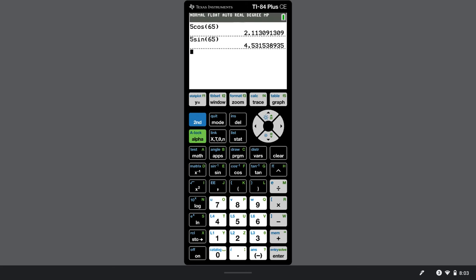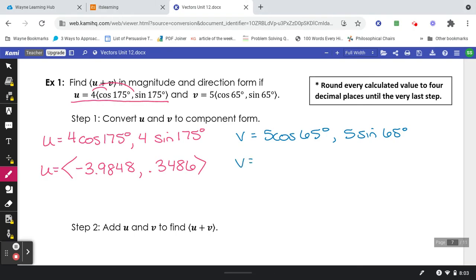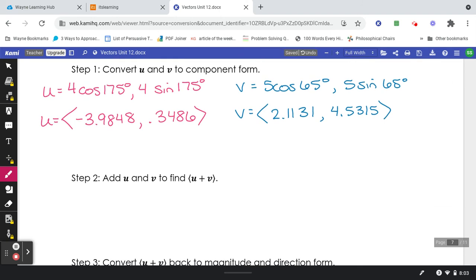So notice this top one, 2.11309. The 9 is going to bump that 0 up to a 1. So we have 2.1131. And then 4.5315 because the next 3 is small enough that it doesn't round up. All right, let's jot that down. 2.1131, comma, 4.5315. All right, so step 1 is done. We've converted u and v into component form.